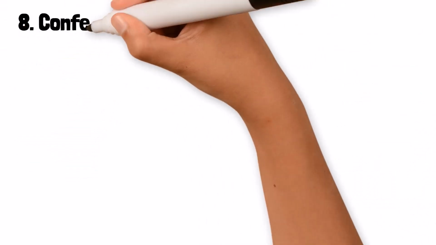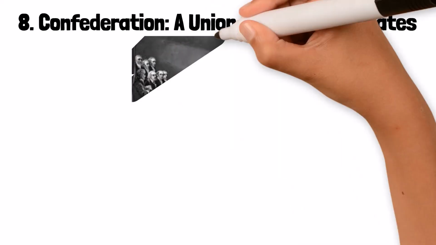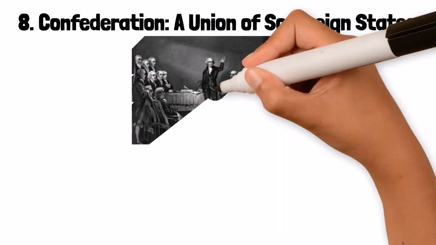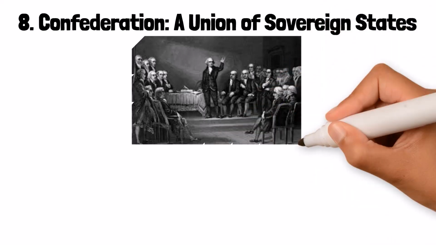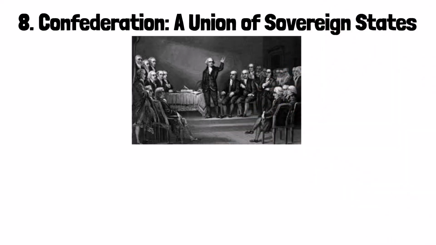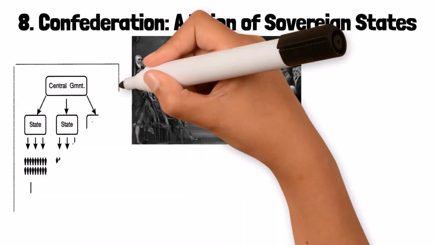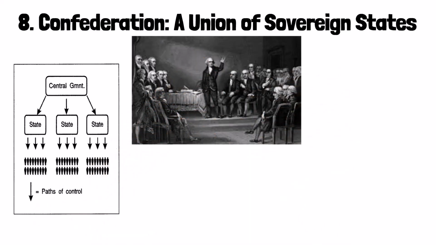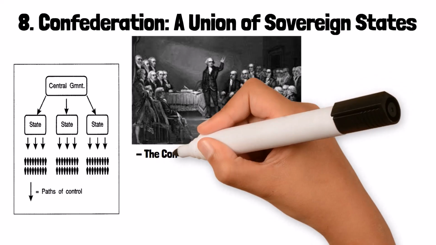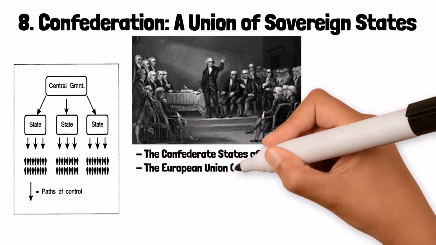8. Confederation, a union of sovereign states. A confederation is a union of sovereign states, where the central government has limited authority and the member states retain most of their independence. Confederations are often established for mutual defense or economic cooperation, but the central government has little power to enforce decisions. Examples of confederations include the Confederate States of America and the European Union, EU.